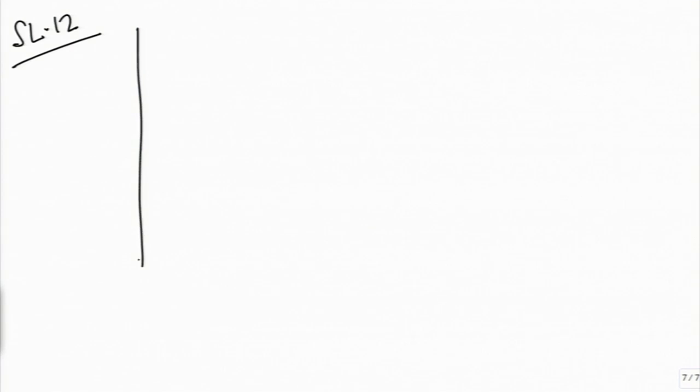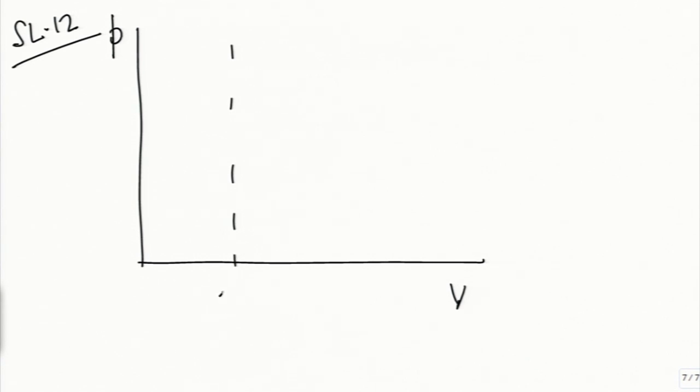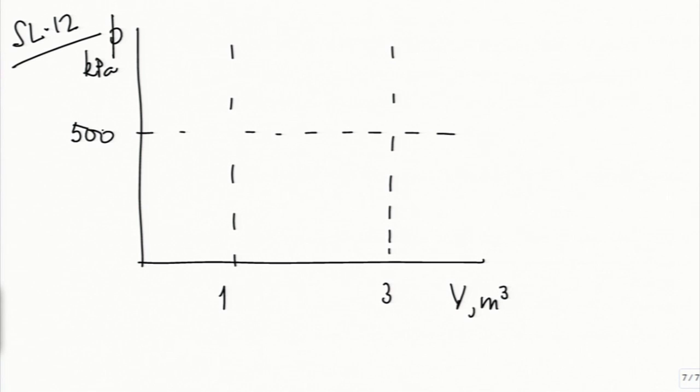So the PV diagram will be something like this. P, V, this is 1 m³, let us say this is 3 m³, and the pressure at which it will float is 500 kilopascal. Now, that means the system can take a state at 500 kilopascal anywhere on this line. If you try to increase the pressure above 500, it will float up but will stop at 3 m³. If you cool it and bring it below 500, it will go along this line. So the process, if it is a quasi-static process, will have to be on this solid line which is shown here.